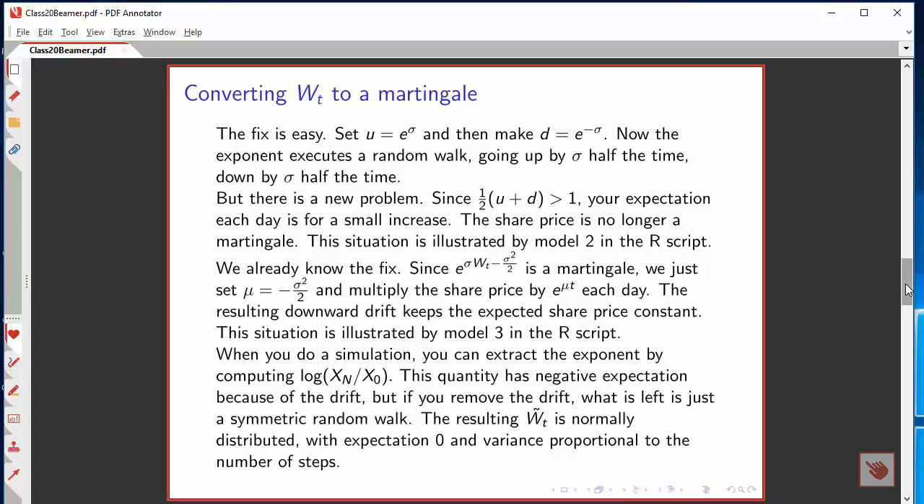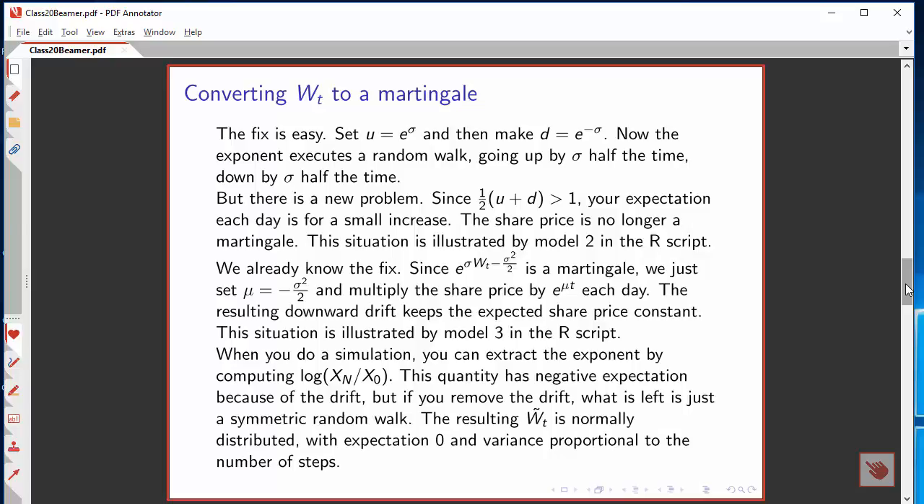And we already know the fix, because we proved that sigma times w sub t minus sigma squared over 2 is a martingale. So what we do is introduce a quantity mu equal to minus sigma squared over 2, and we multiply the share price by e to the mu times t each day. This resulting downward drift is just sufficient to keep the expected share price constant, and you'll see that very nicely when I run Model 3 in my R script.